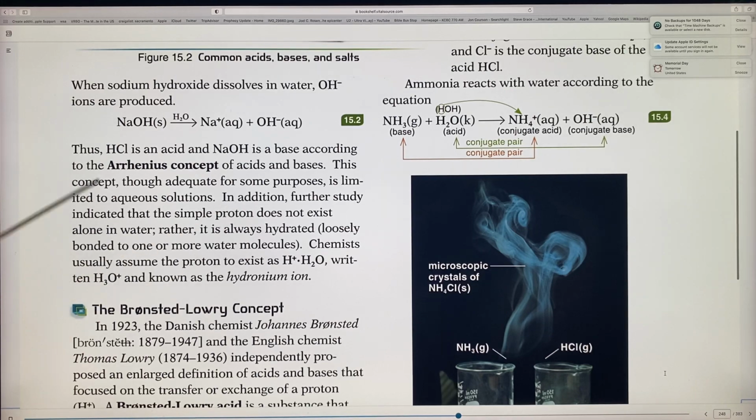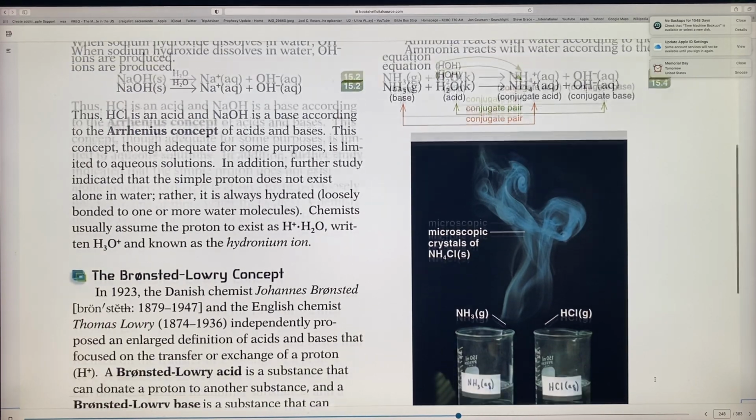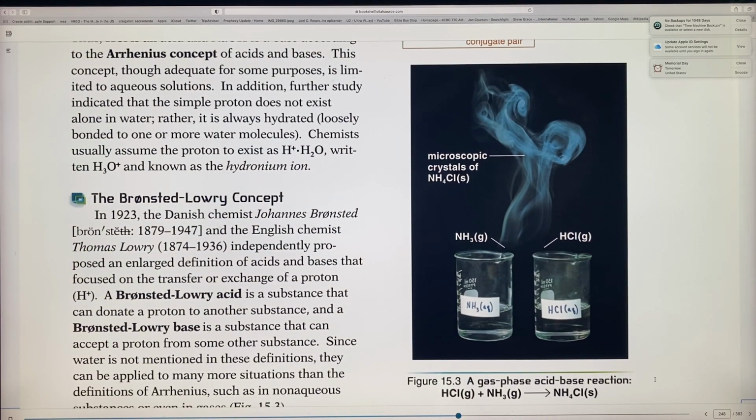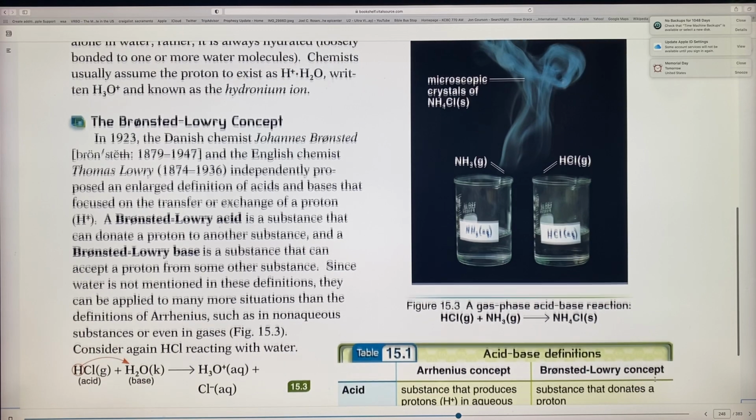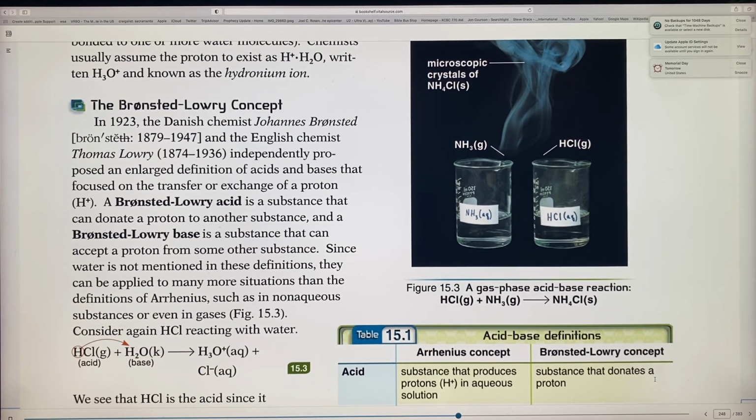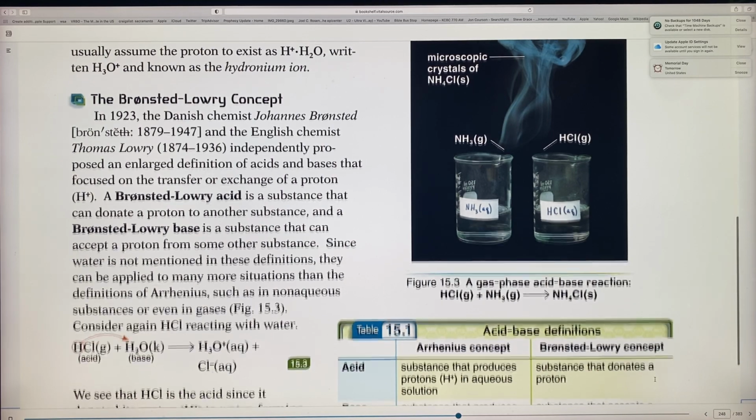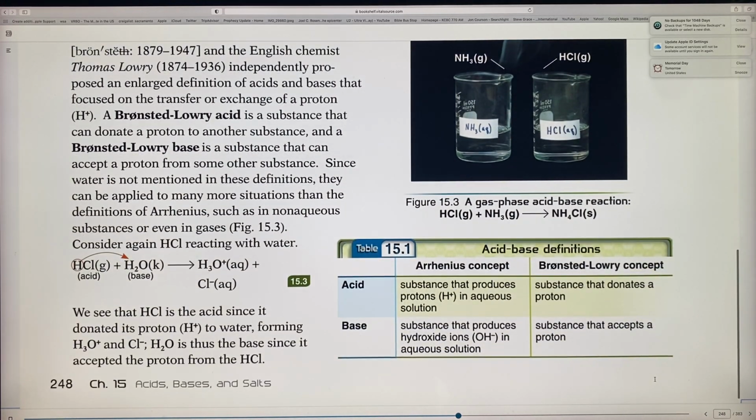Basically, Arrhenius is saying you always have to have water. Well, that's not what Bronsted-Lowry says. It doesn't need to have water all the time. In fact, water is not even mentioned in the definitions at all. So here's the reaction again. Here we have hydrochloric acid reacting, which is an acid, right?